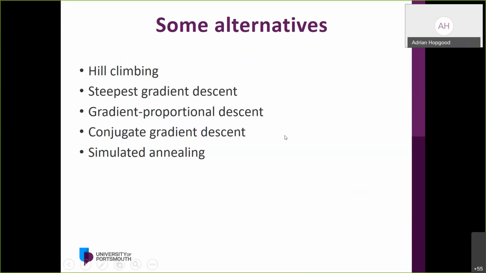There are other optimization techniques, so-called hill climbing and steepest gradient descent. That's all about following the contour landscape, the fitness landscape, if you like. They're all variants of that. Simulated annealing is rather different. That's inspired by the way in which the atoms rearrange themselves in a metal.